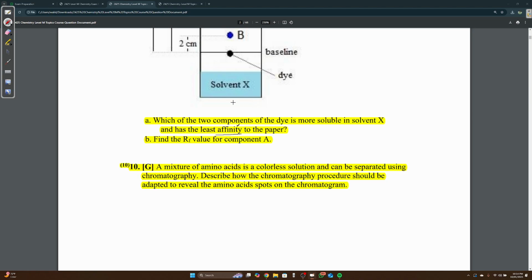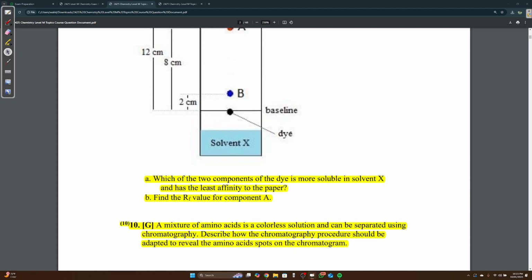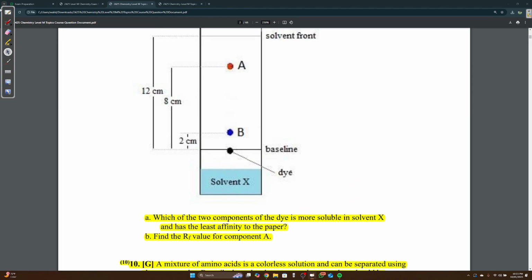Affinity basically is the desire or the ability of something to stay close to something else. We did it in the action of enzymes. If you have this enzyme over here, and this substrate that it acts upon, if this enzyme has high affinity, it's gonna stick to this substrate more easily. So when they say affinity, you think the opposite. Why does A have the least affinity? Because it stuck the least to solvent X. B stayed closer to solvent X. I hope that kind of cleared up.